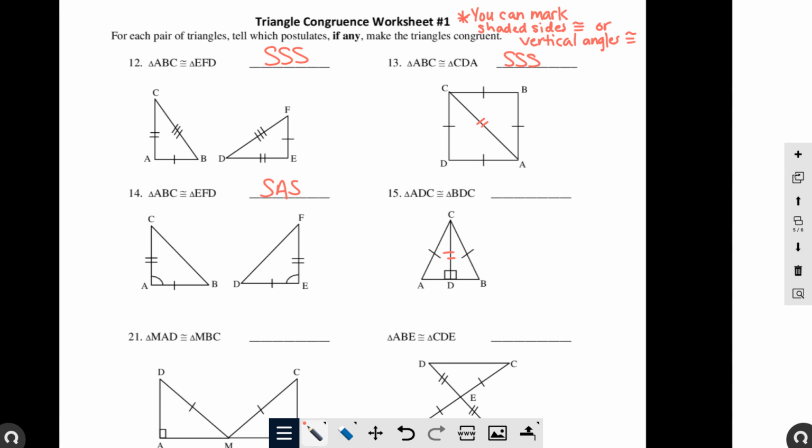But what kind of angle is it? It's a right angle, so this is HL. We have the leg, which is actually the line they share in the middle, and then the hypotenuse, which is on the sides. So the leg's in the middle now, the hypotenuse is on the sides. So this one is HL. If you see a right angle, just go ahead and check to make sure it's HL. Do they have a hypotenuse that's equal? And do they have a leg that's equal?